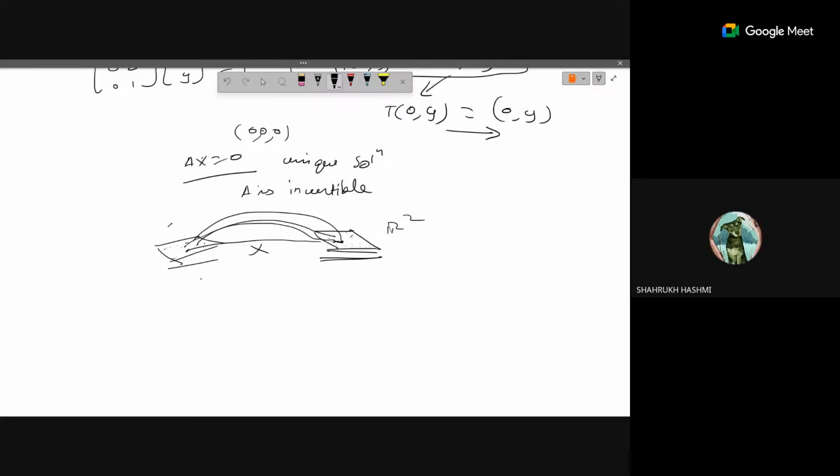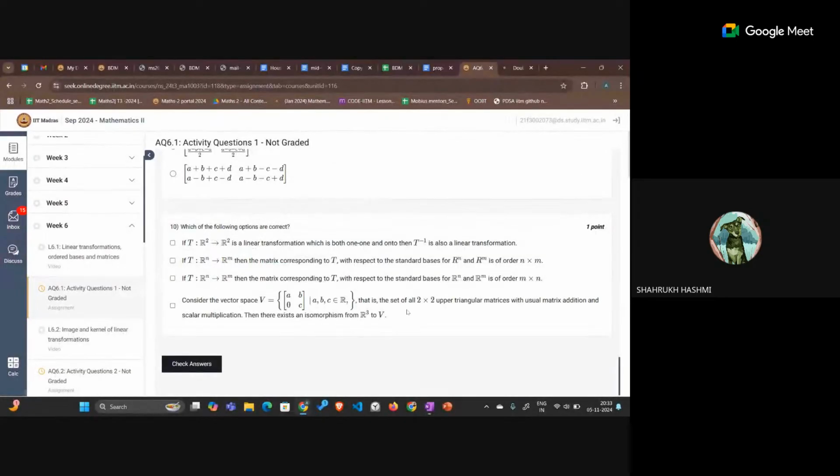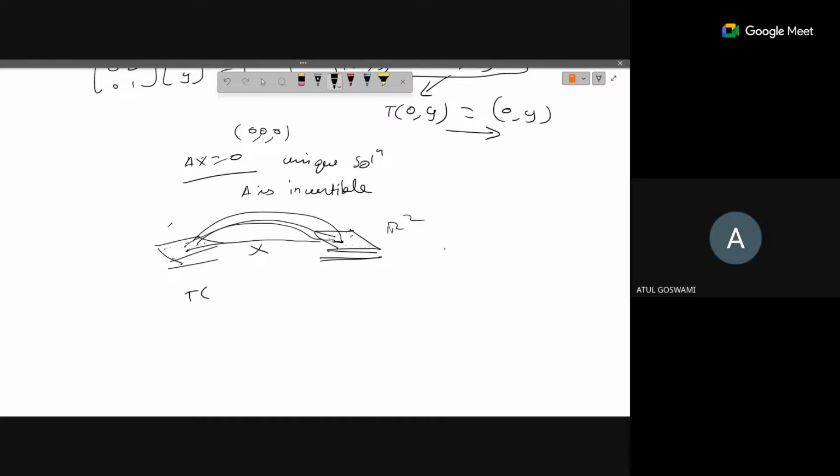Yes, sir. Understood. Because it is one-one and onto, we can actually define a mapping backward also. So whatever is the mapping from this x comma y to, suppose, 2x comma 2y.